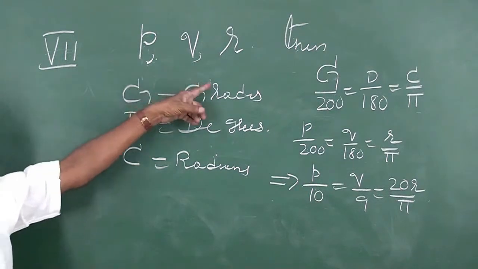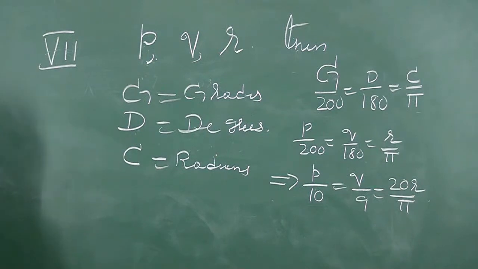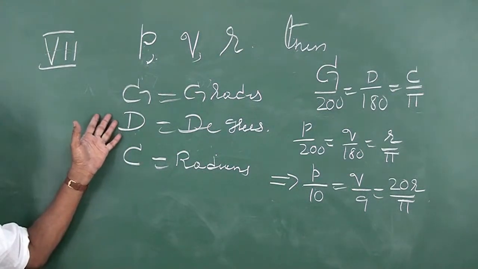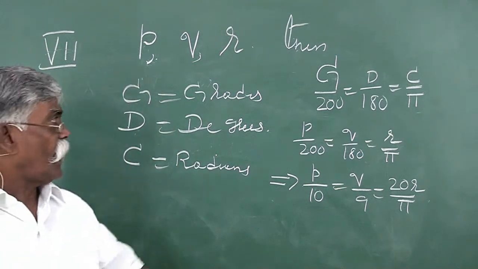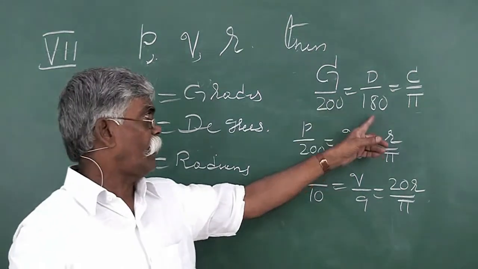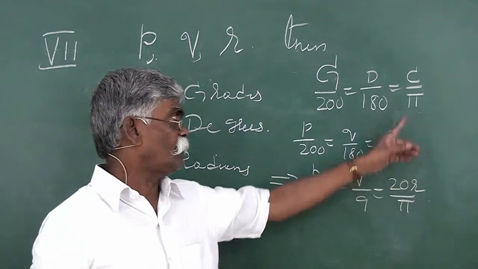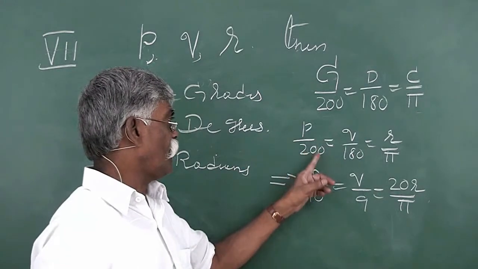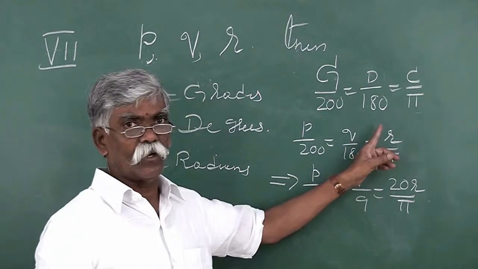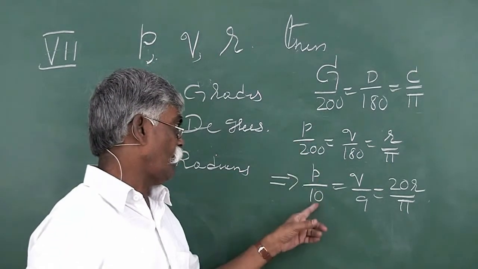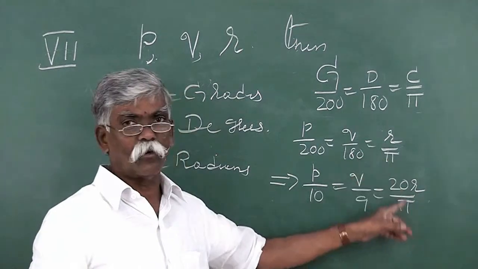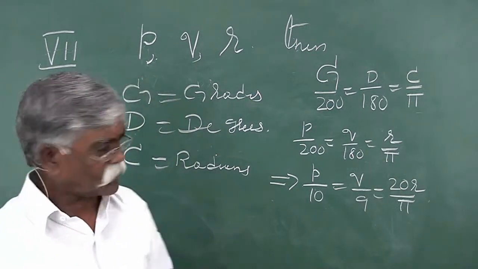So therefore P, Q, R represent the grades, the degrees and the radians of the same angle, but the standard G for grades, D for degrees and C for radians, then the relation between them is G by 200 is equal to D by 180 is equal to C by pi. That is P by 200 equal to Q by 180 equal to R by pi. If we multiply by 20, this is P by 10, this is Q by 9 equal to 20R by pi. That is the first result.